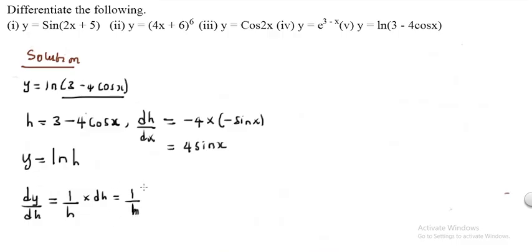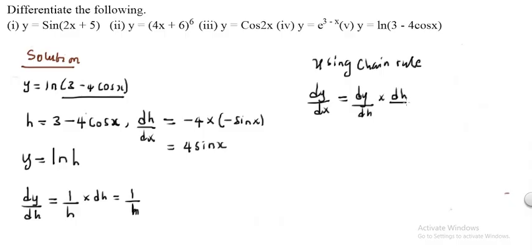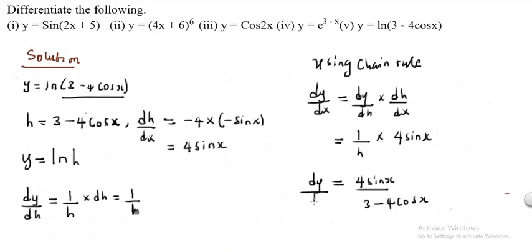Now at this point, you can use your chain rule. So using chain rule, you have dy dx is equal to dy over dh times dh over dx. If you use dy dh from here, dy dh is 1 over h, times dh dx which is 4 sine x. So this is simply equal to 4 sine x for the numerator, divided by the value of h that we got from taking the function of the function, which is 3 minus 4 cos x. Write it down. This is 3 minus 4 cos x. That means dy dx is equal to this.